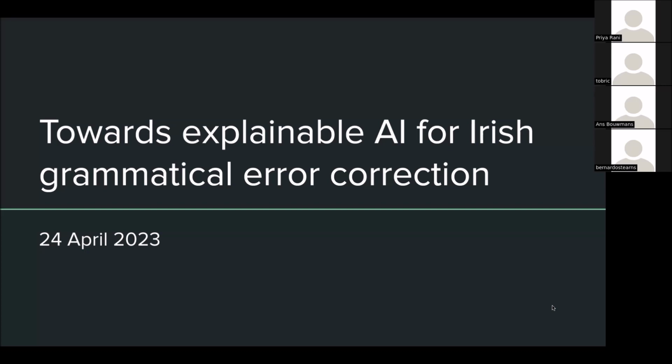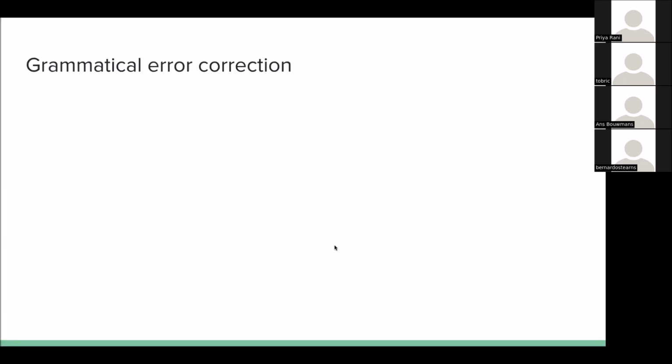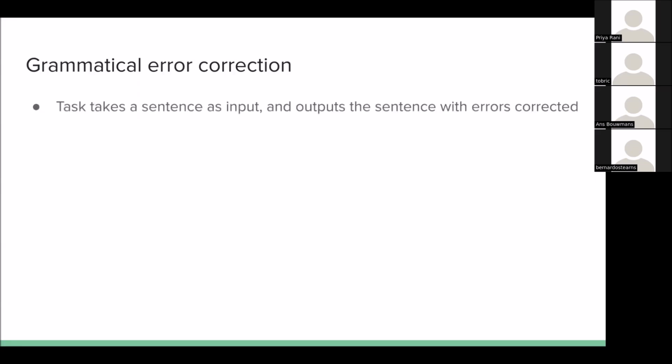So I'll plow ahead in English, and I'll do my best to not make assumptions that people know much about Irish, although I know we have some, for sure, some Irish speakers here. So very broadly, let me set the stage and tell you about the problem that I'm interested in working on, and that's the problem of grammatical error correction. In very simple terms, this is a program that takes a sentence as input and then outputs the sentence with any grammatical errors corrected.